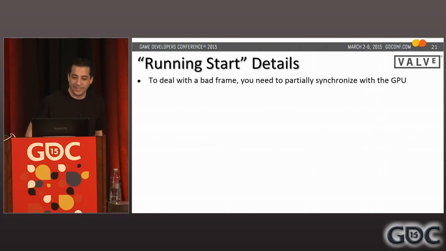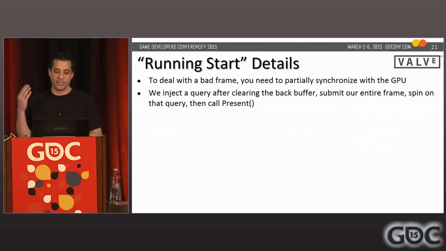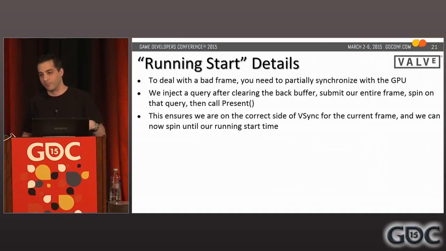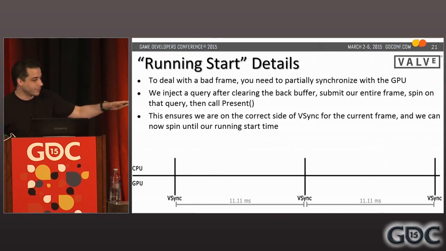So here's the details. We have to keep in mind dealing with bad frames, which we'll get back to later. But the idea of a running start is you're going to inject a query right after you clear the back buffer. You're going to submit your entire frame. Then you're going to spin on that query before you call present. Okay, that puts you on the right side of VSync. It's really hard to describe with words, so let's look at it visually. Let's follow a few frames through the pipeline.